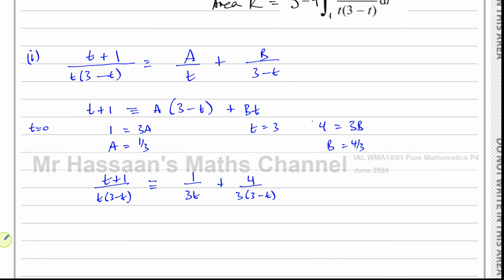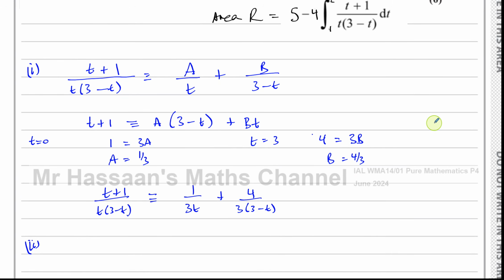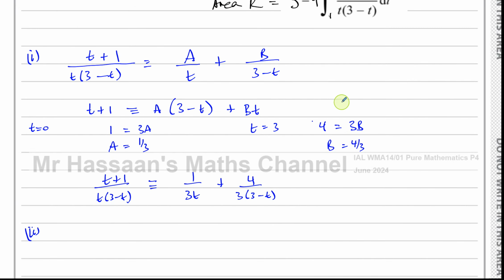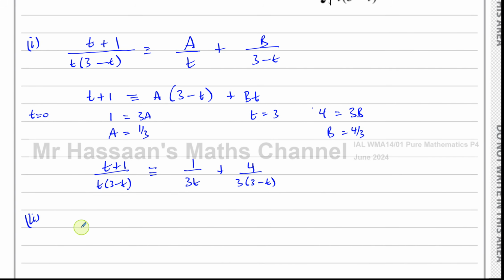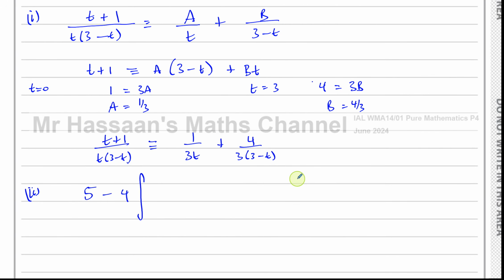Okay, and then part 2 says we must integrate now this. We must find the area of this expression. So you have 5 minus 4 times the integral between the limits of 1 and 2 of basically this now, 1 over 3 times t plus 4 over 3 minus t with respect to t.